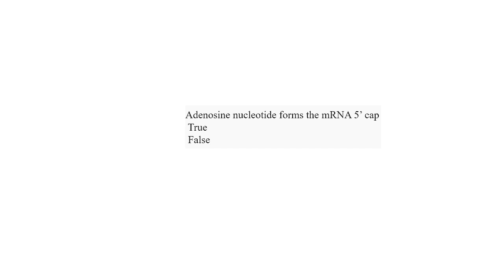So what is 5' capping? 5' capping is a post-transcriptional modification that occurs at the 5' end of the pre-mRNA which is being formed. And this 5' capping protects the mRNA from the action of various exonucleases, and it also helps prevent unwanted degradation of the mRNA molecule. This is 5' capping. It is a post-transcriptional modification. So now, what actually gets added to the 5' end is the question. Is it adenosine nucleotide? True or false? What gets added to the 5' end of the mRNA during 5' capping?